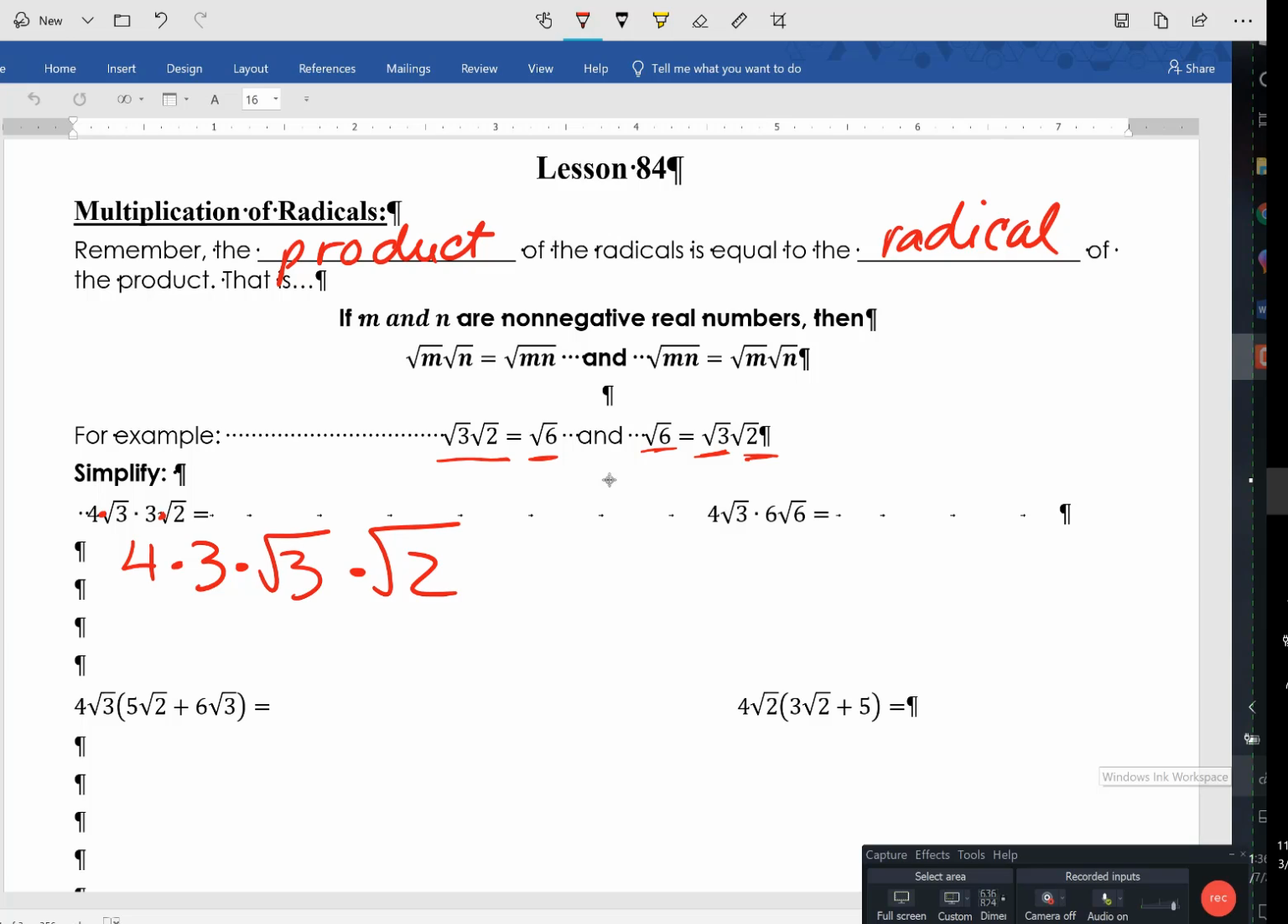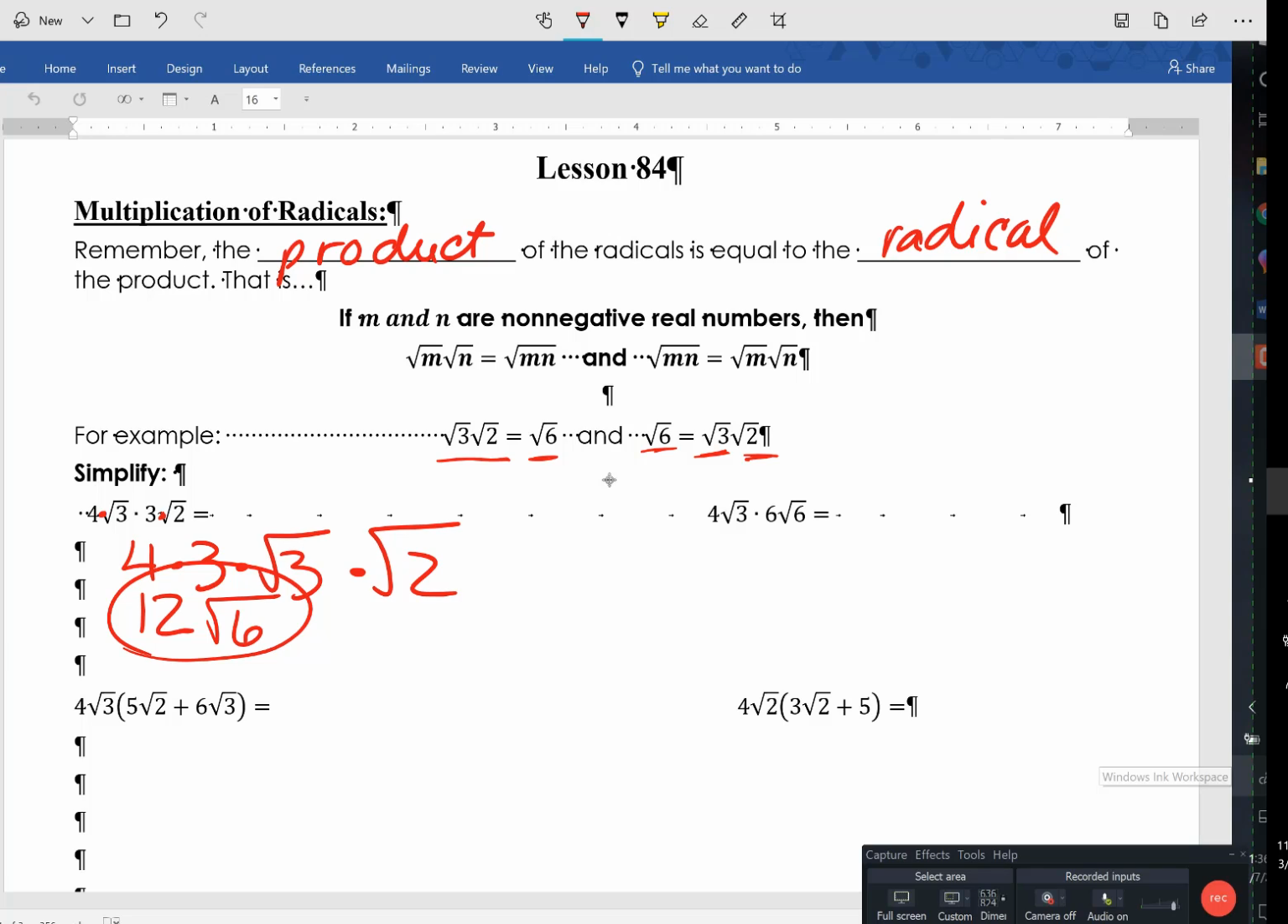So 4 times 3 is just 12. And then the square root of 3 times the square root of 2, which we just learned, is equal to the square root of 3 times 2. So that's the square root of 6. All right, so with multiplication, you're allowed to do that. With addition, you are not allowed to do it. Only with multiplication.